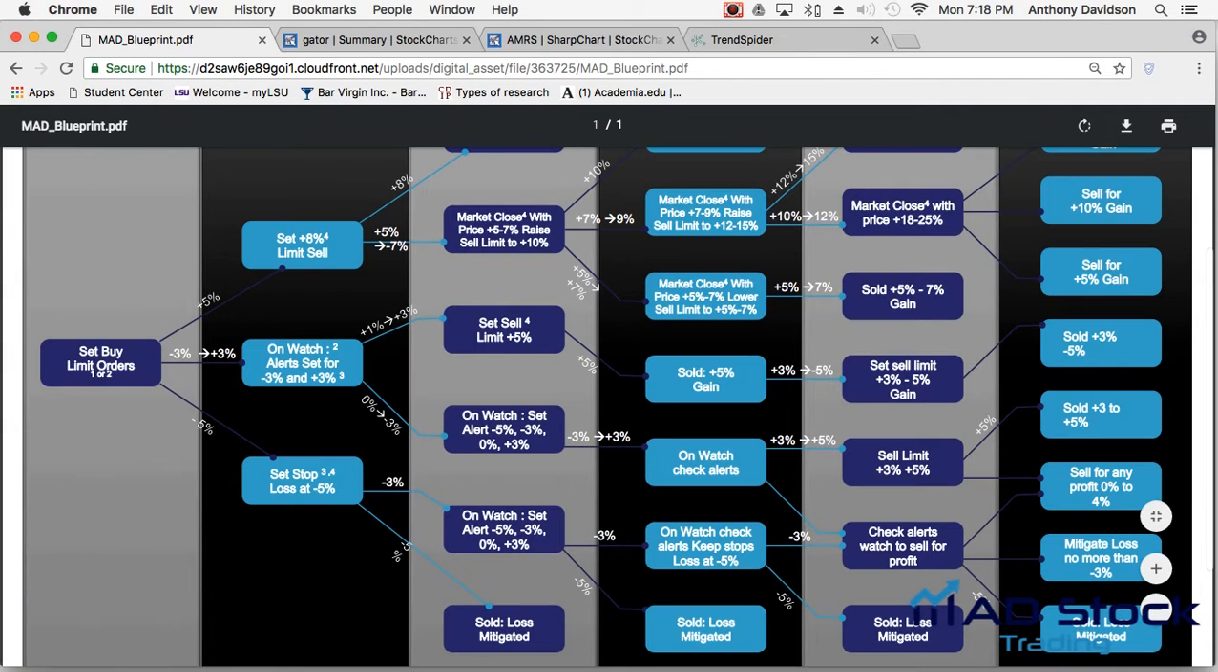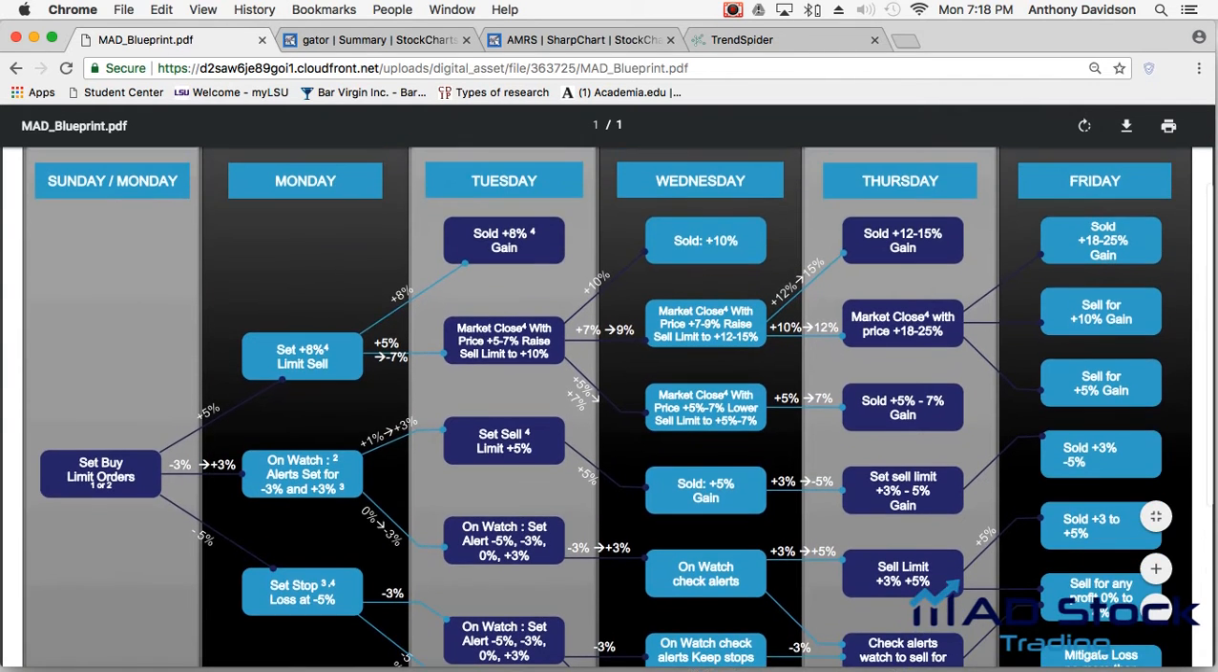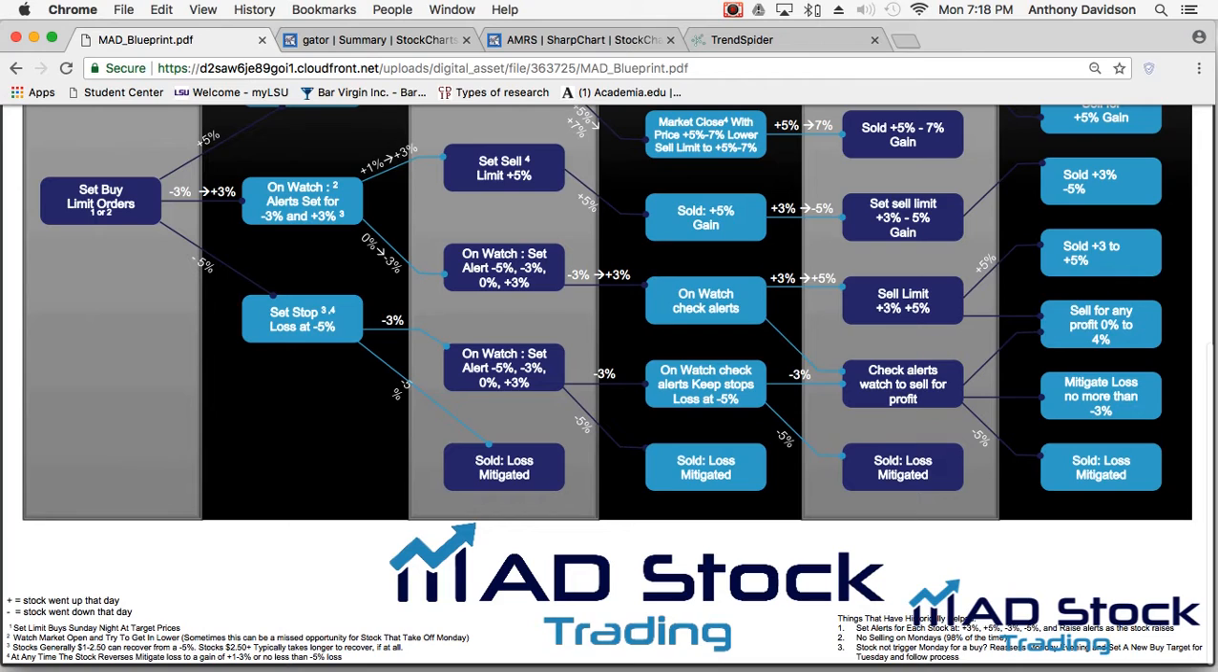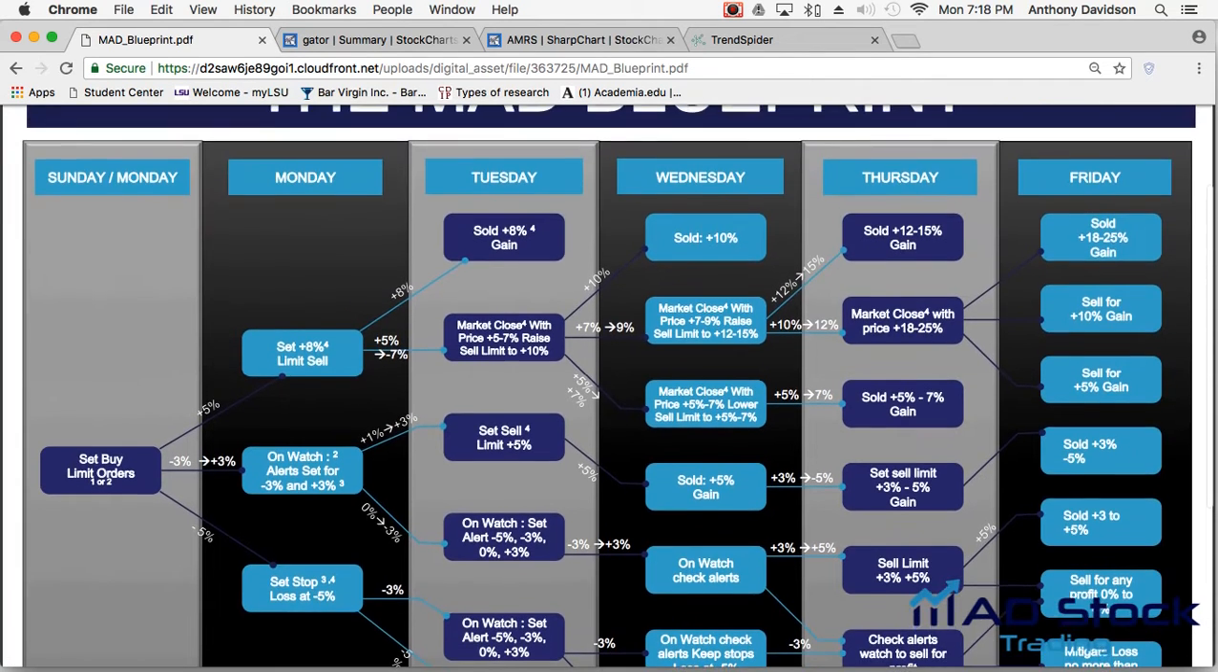So go to the MAD blueprint. Right here at the top, Sunday, Monday. That's where you're going to set your buy limit orders. It has these notes, 1 or 2. Number 1 says here in the bottom left corner, set limit buys Sunday night at target prices. Or number 2, watch the market open and try to get in lower. Sometimes this can be a missed opportunity for a stock that takes off. We've seen that, and you just have to adjust and move on or replace that one.